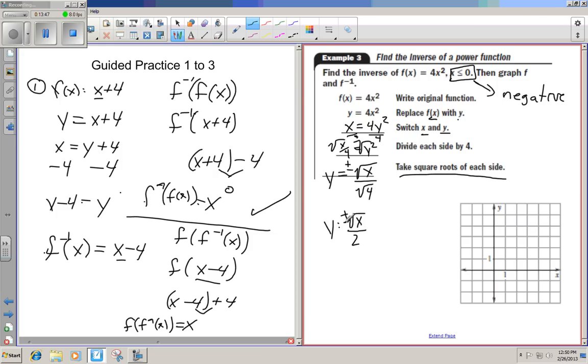So if x is less than 0, that means we're looking for the negative part. So we're actually only looking for the graph that looks something like this. That's how this is set up. That is the equation for this. This is the inverse. The original equation then would look like that. This is the original. So this was f inverse of x. This is f of x. All right.